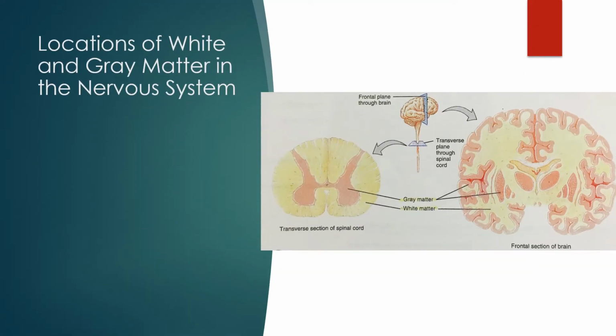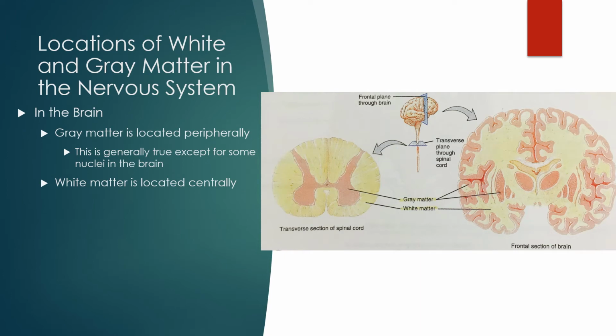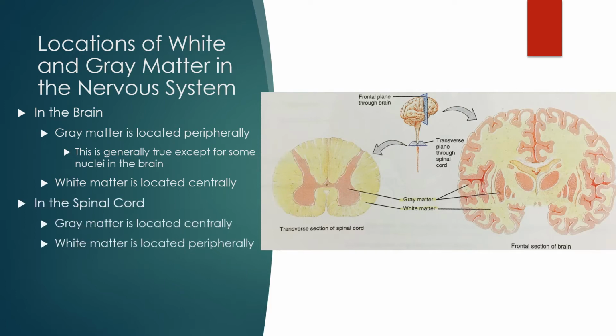Now let's discuss the locations of white and gray matter in the nervous system. In the brain, gray matter is located peripherally. White matter is located centrally. In the spinal cord, gray matter is located centrally. White matter is located peripherally. Let's take a look. In the brain, your gray matter is peripheral, your white matter is central. Except for a few nuclei in the brain, this is generally true. In the spinal cord, your white matter is peripheral, your gray matter is central.